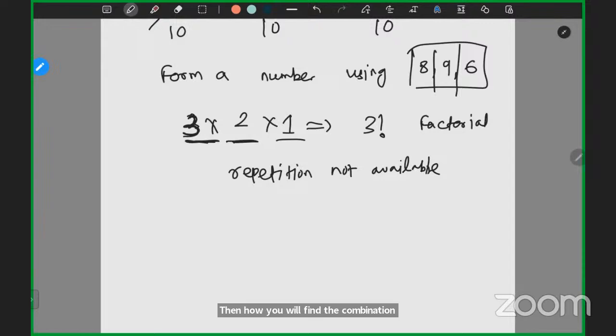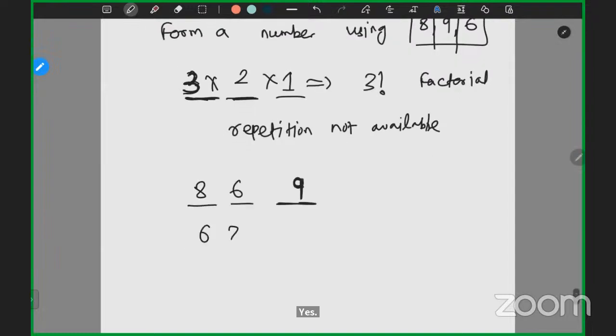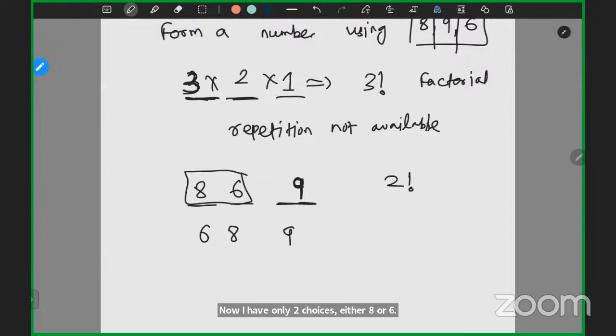At one's place, any one. Let's say, for example, digit 9 is in the last blank. Then how will we find the combination? 9 is here. Now I have only two choices, either 8 or 6, so I write it like this or like this. So this is a kind of 2 factorial.